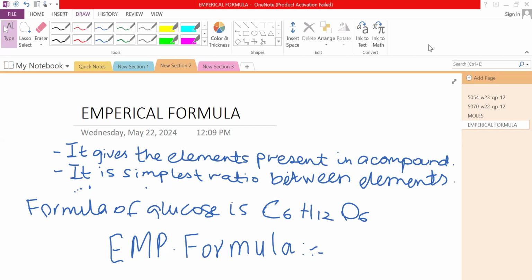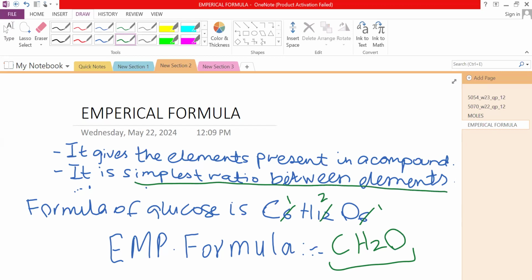Formula for glucose is C6H12O6. As I told you previously, the empirical formula is the simplest formula. So we have to simplify it. 6 ones are 6, 6 twos are 12, and 6 ones are 6. So the empirical formula for glucose is CH2O. Looking at the empirical formula, you can easily understand that it is the simplest ratio between the elements.